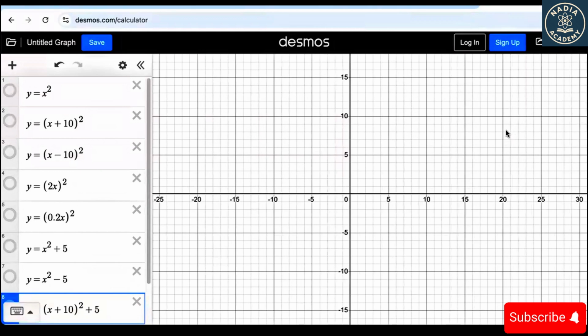Today we will learn about translating graphs, and for this we will work on quadratic graphs. By learning the transformation of quadratic graphs, we would be able to apply that knowledge to any other type of graphs. So let's start today's lesson.